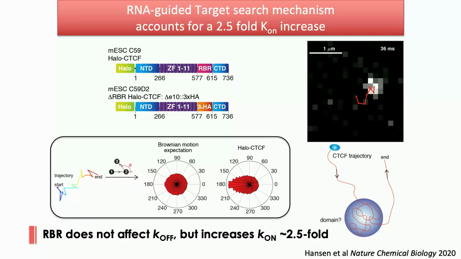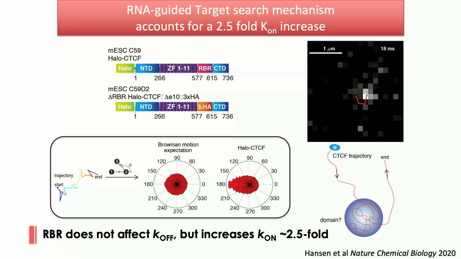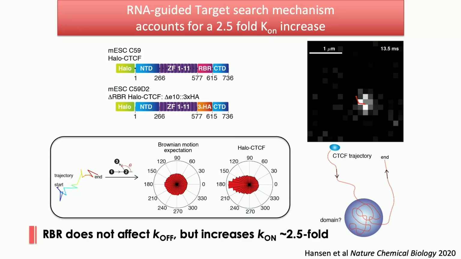And this was due to this RNA binding region. I told you before that we can measure using our single molecule tracking assay all the parameters of mass action, K-on and K-off. And so what Anders was able to measure here is that this RNA binding region, trapping this molecule in these small regions, is really not affecting the K-off. We don't affect how long CTCF is going to bind when it interacts with DNA.